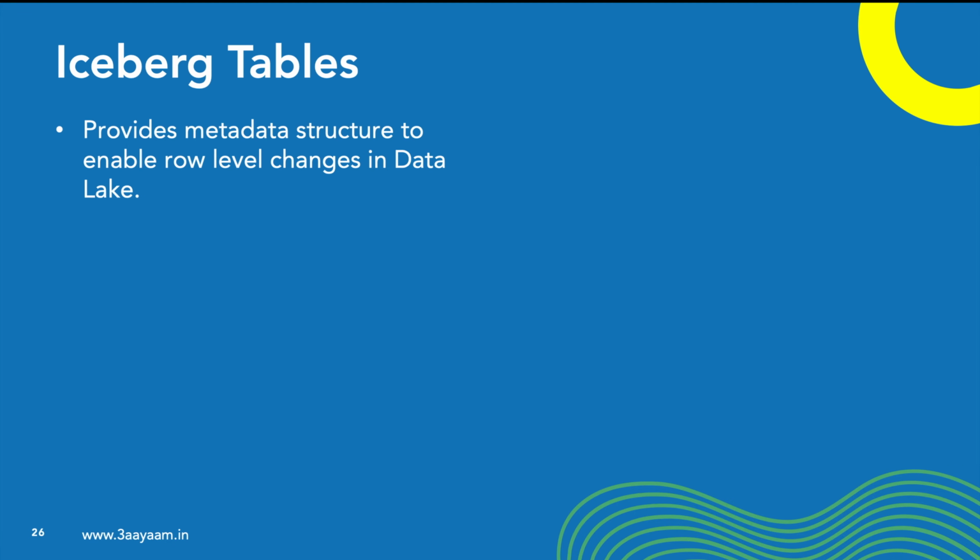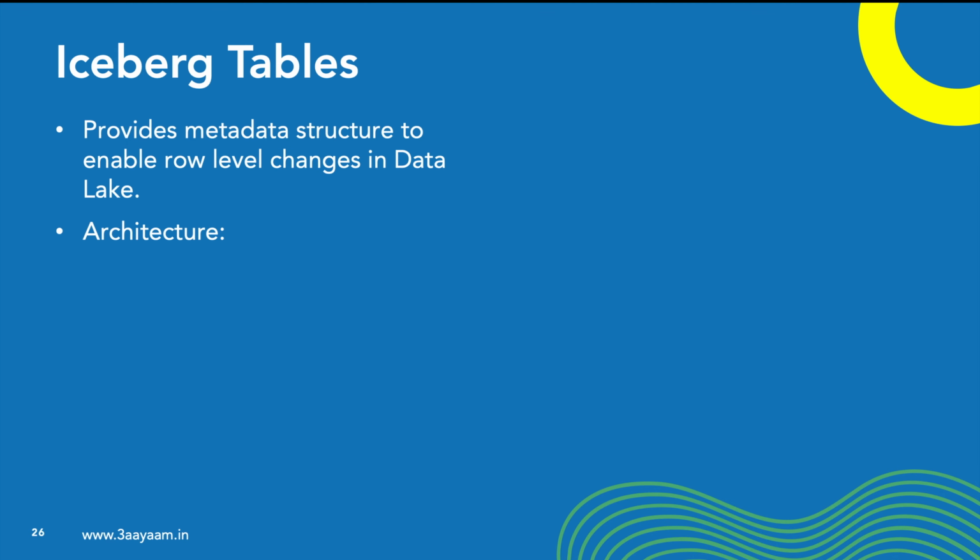Okay, so to define the open table format, irrespective of Iceberg, Hoodie, or Delta Lake, what it entails is that it provides a metadata structure to enable row level changes in a data lake. Those row level changes are handled by open table formats using a metadata structure. So whenever we make any changes to the table, those changes are captured by the open table format, in this case Iceberg, in a certain metadata structure. Let's go ahead and see what this metadata structure is.